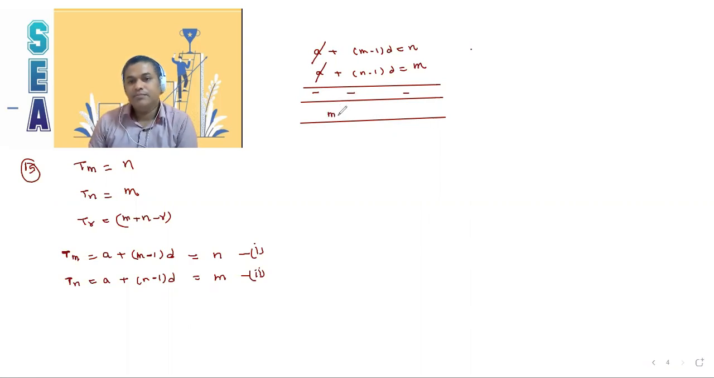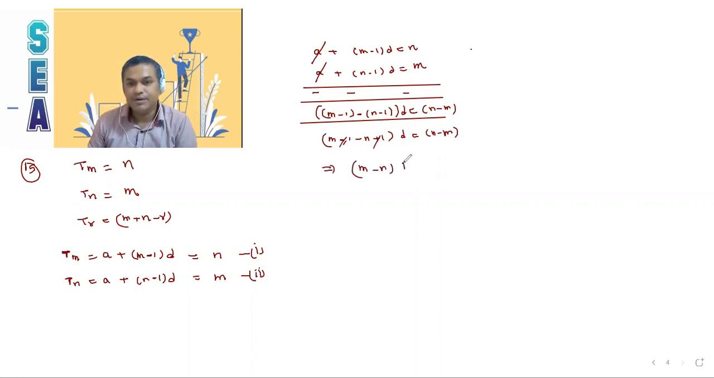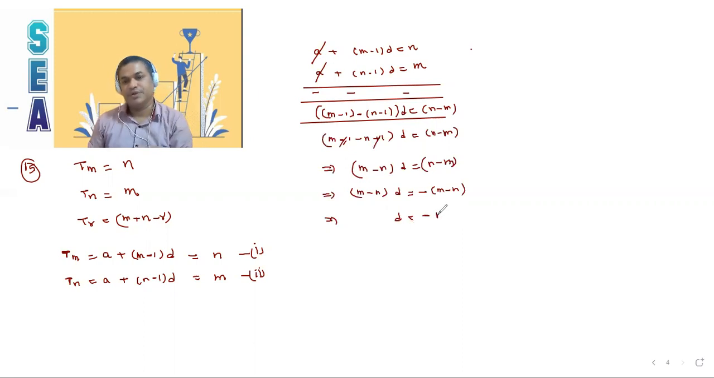This will become m minus 1 minus n minus 1 into d is equal to n minus m. So if you look carefully, m minus 1 minus n plus 1 into d is equal to n minus m. So m minus n into d is equal to minus of m minus n. So eventually d is equal to minus 1.